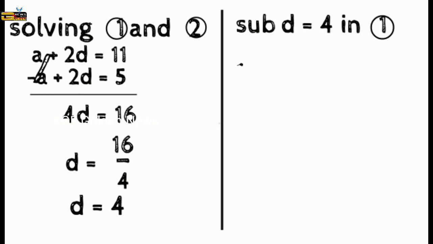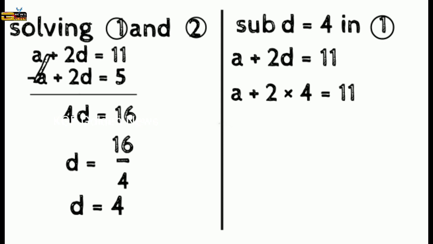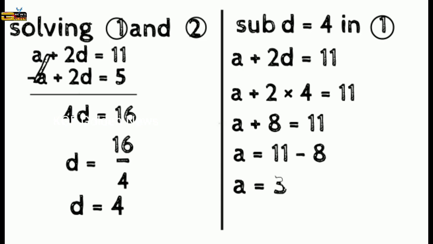Substituting D equals 4 in 1, we get A plus 2D equals 11. A plus 2 into 4 equals 11. A plus 8 equals 11. Therefore, A value equals 11 minus 8. We get A as 3.